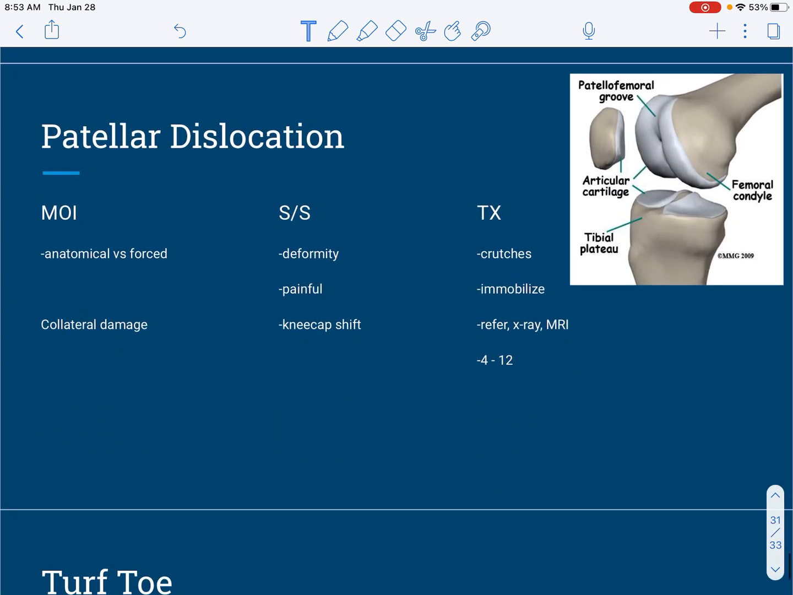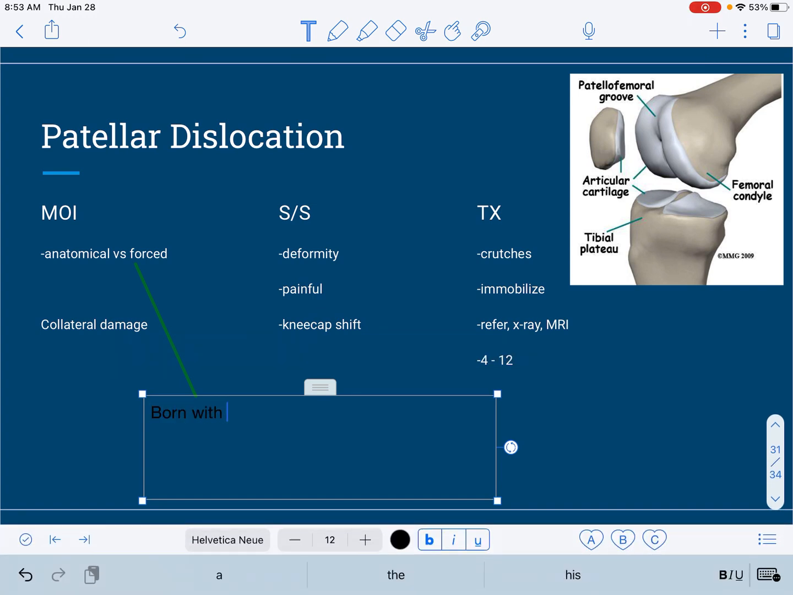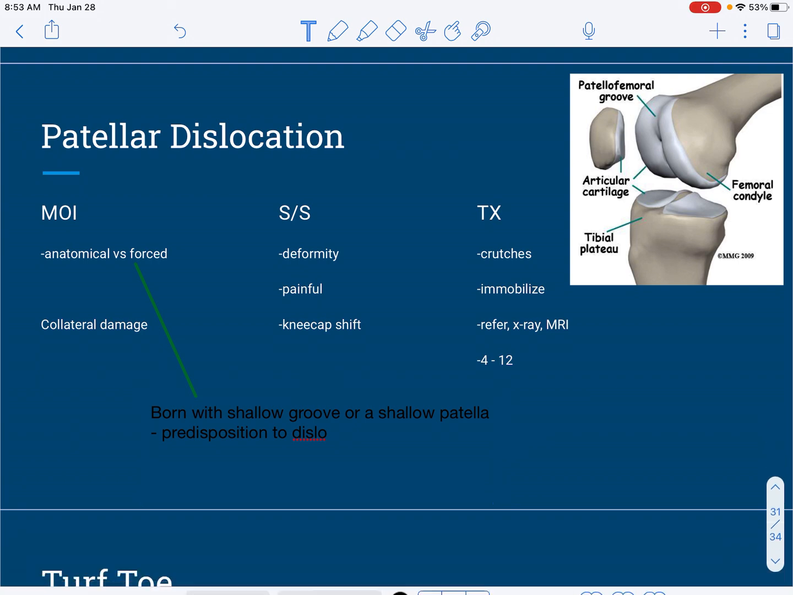Manage your pain. Patellar dislocations is a fairly common issue. Anatomical versus forced. So what I want to put here is, you can be born with a shallow groove or a shallow patella that predisposes you to dislocation. So that's kind of the anatomical. Or forced, it could be like a contact thing.